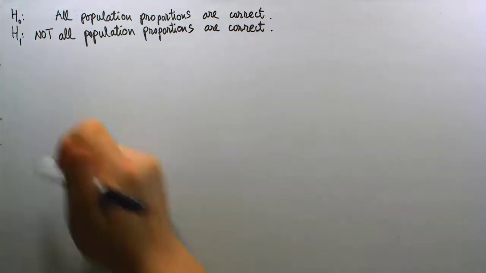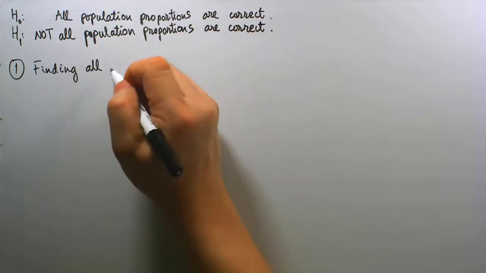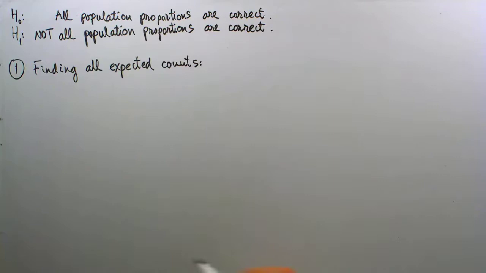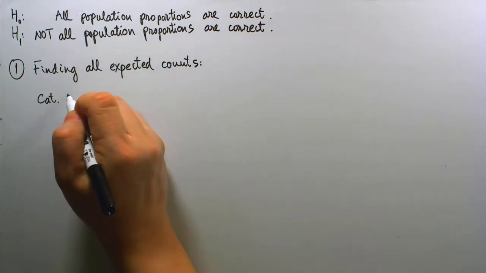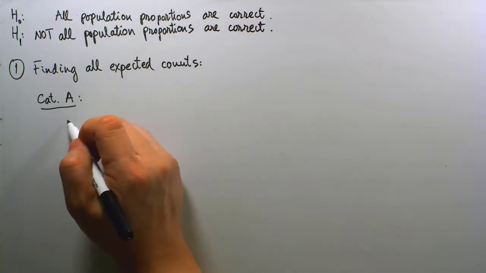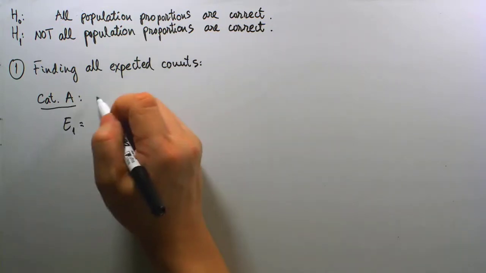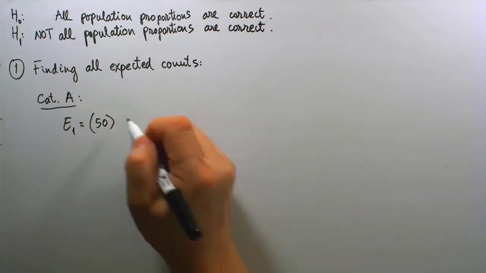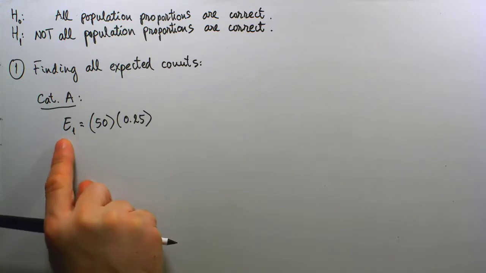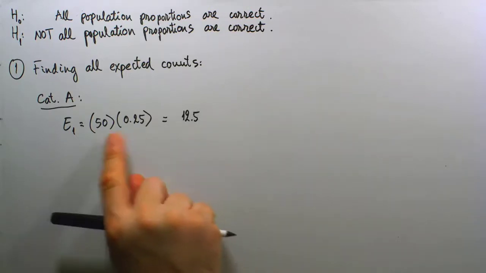And so the first step now is to find all expected counts. So for category A, and allow me to write cat A, that stands for category A, the expected count there, and we can call that category 1. In the sample of 50, if that proportion stated there being 0.25 is truthful, then I expect that for that category there should be 12.5 after multiplying 50 and 0.25.